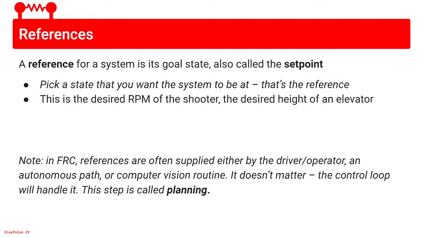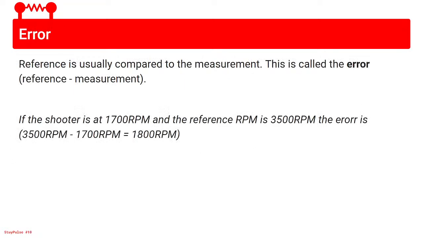So this could be from the driver or operator, right? A gamepad, if you want the velocity of your drivetrain to follow your joysticks, is an example. Or an autonomous path, calculating velocities along a curve, so the drivetrain then follows that curve. Or a computer vision routine, calculating how far you need to go, and then through some mechanism feeding that to a control loop. All of these are valid references. This step is called planning, though. This is what I mean, you can put any advanced software on top of control theory.